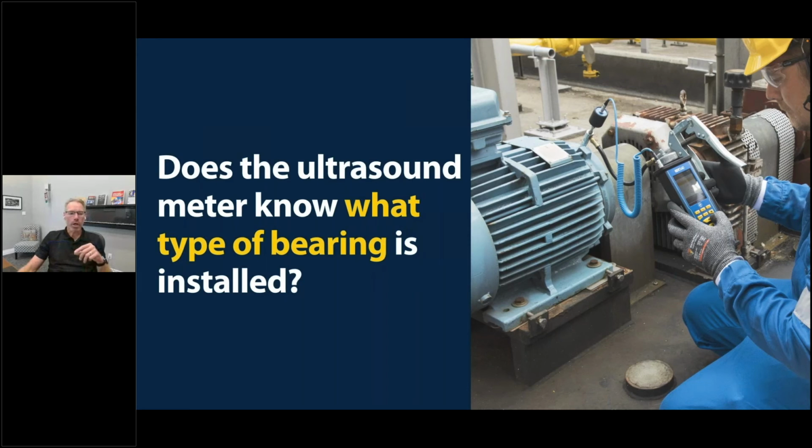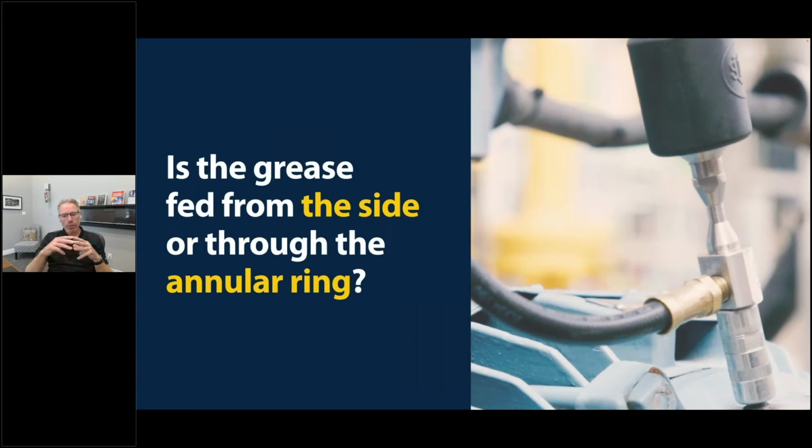All right, I talked about the RPM, so I'll jump past that one. Some bearings are fed grease from the side. Others are fed grease through the top, through the annular ring. And that could depend on where the grease nipple is, although I have seen grease nipples for annular fed bearings installed on the side, which is a mistake. But again, that's why you get trained and that's why you have mentors.